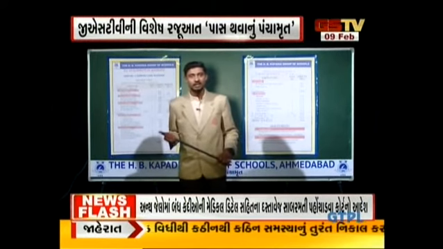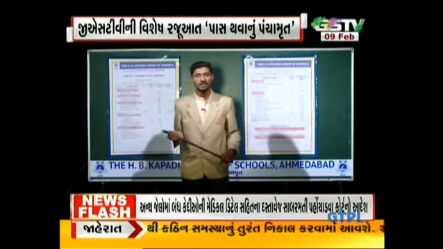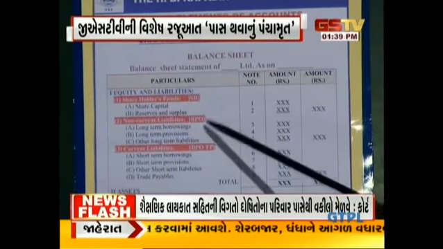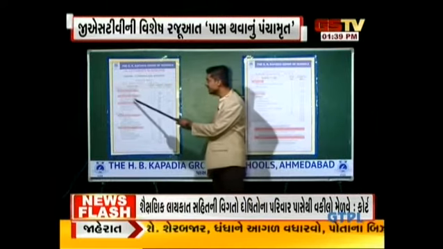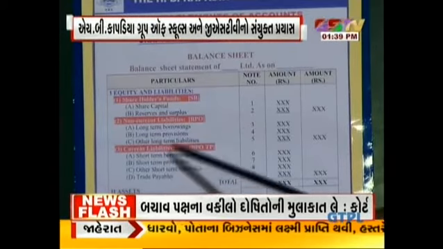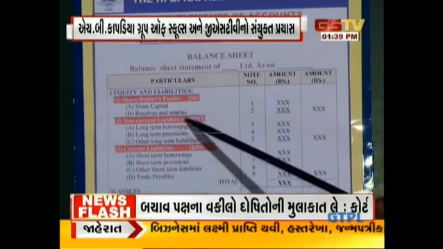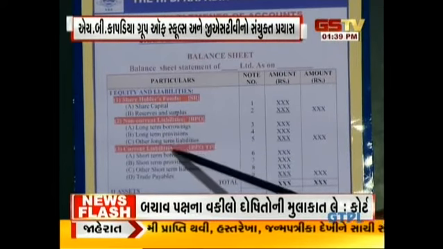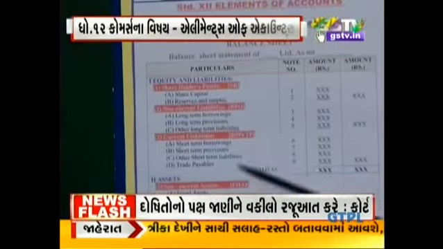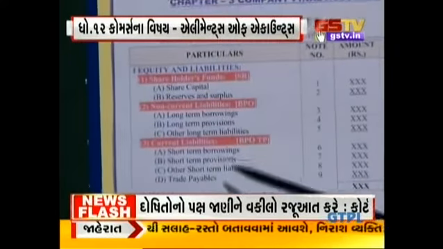Before the break, we had discussed shareholders fund. Now let us discuss non-current liabilities. Okay, three items are included in non-current liabilities and four items are included in current liabilities. Why am I discussing both simultaneously? Because there is no huge difference between these two.